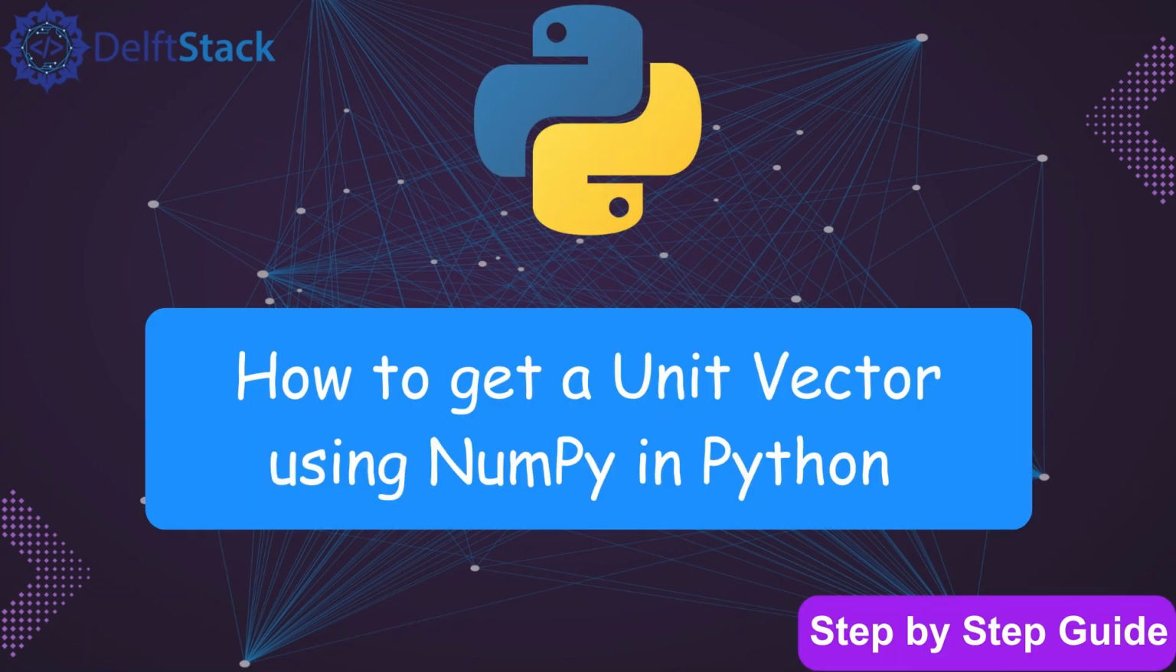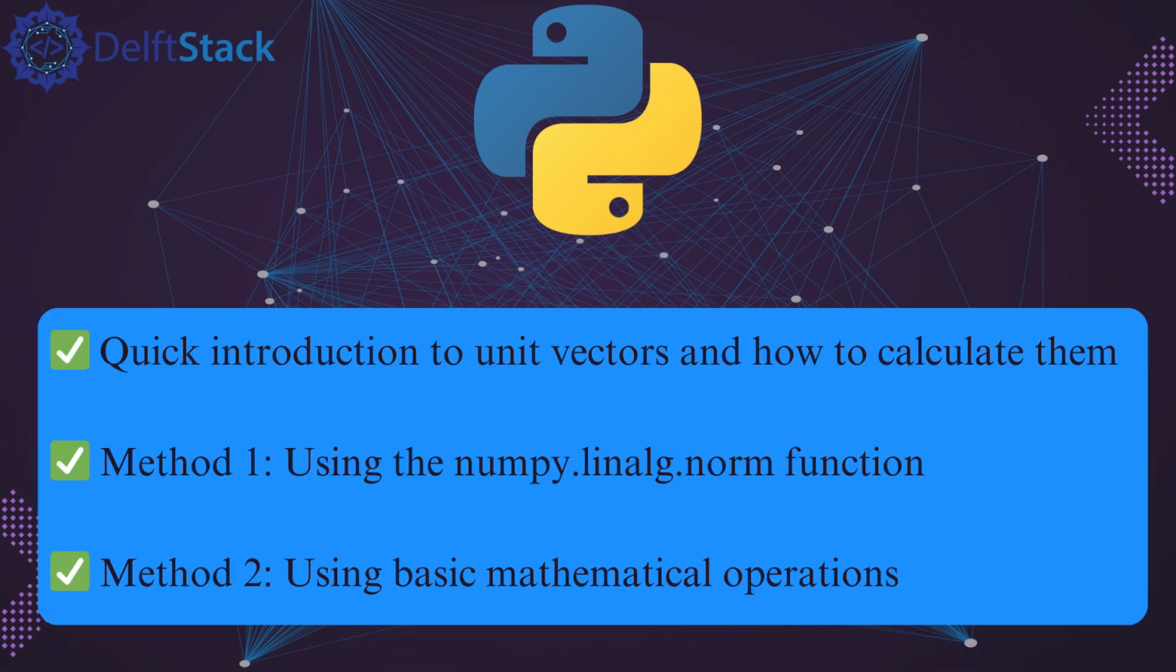Today we will discuss how to get a unit vector in NumPy. In this tutorial, we'll cover what unit vectors are, why they're important, and how to find them using two distinct methods. In the first method, we will use the numpy.linalg.norm function to calculate the vector's magnitude. In the second method, we will calculate it manually using basic mathematical operations.